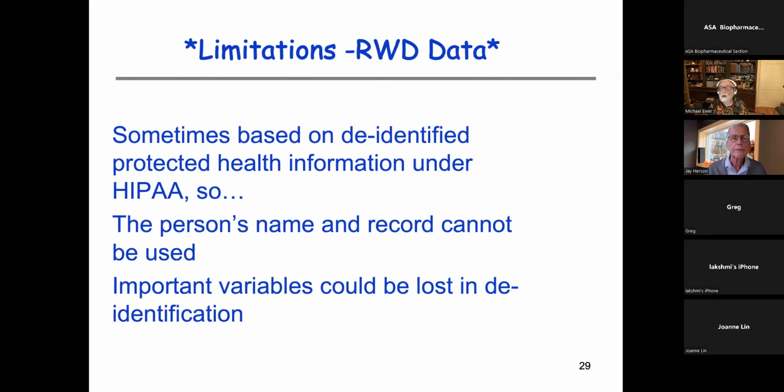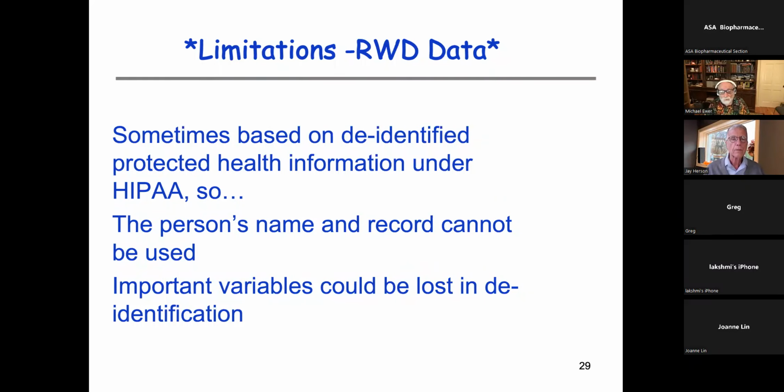So real world data is important. Sometimes, though, real world data is based on de-identified information. HIPAA requires 18 things to be removed from data so that it can be de-identified. But then if you don't know things that are important about that individual, like date of birth and things of this type, it may be impossible really to use that in the ideal way.